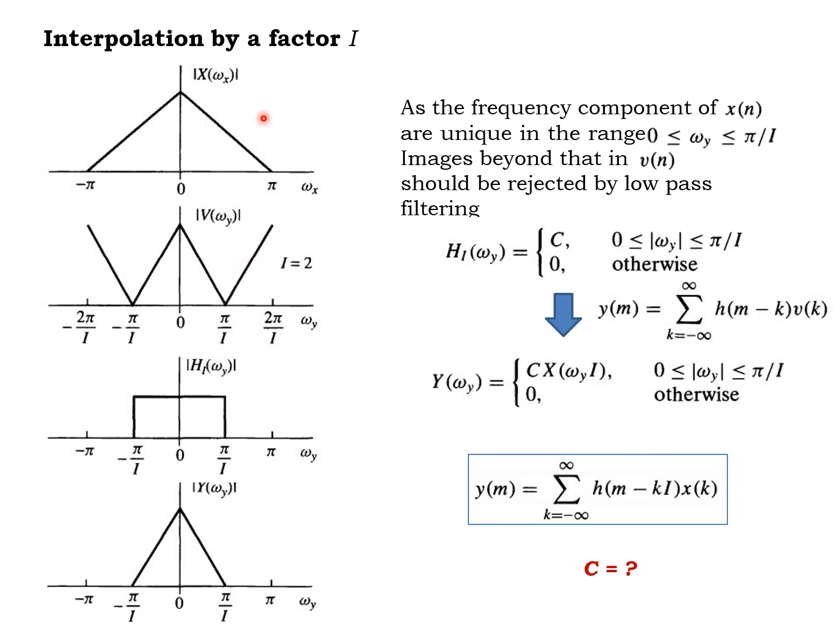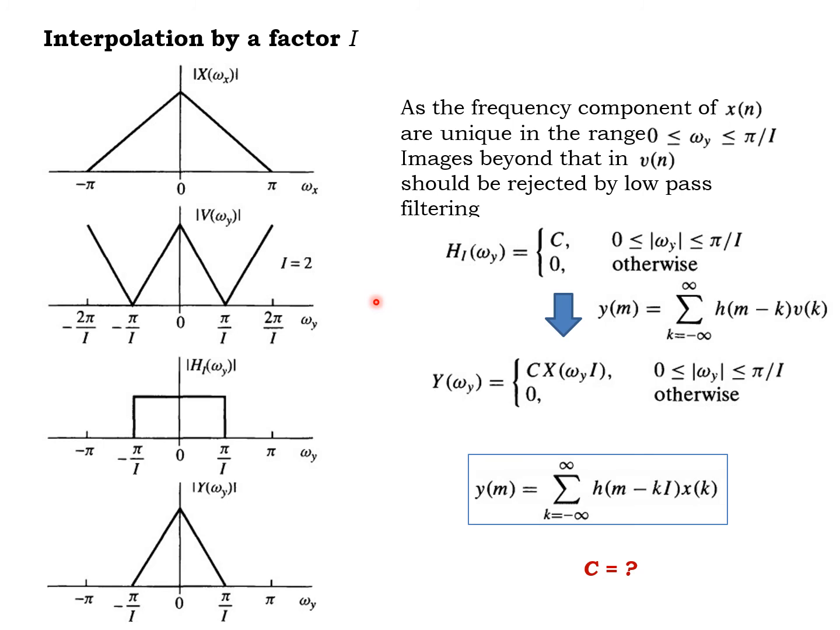As given in the signal spectrum, x of omega x is sketched like this between the limits pi and minus pi. This frequency spectrum is obtained by inserting I minus 1 zeros between the successive values of x of n, which results in the spectrum x of e to the power of j omega into I. I-fold periodic repetition of the input signal spectrum is obtained.